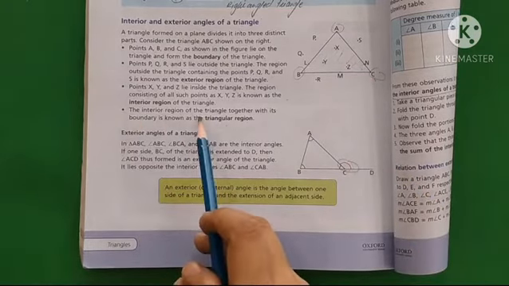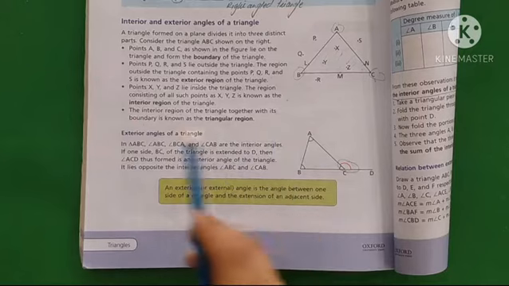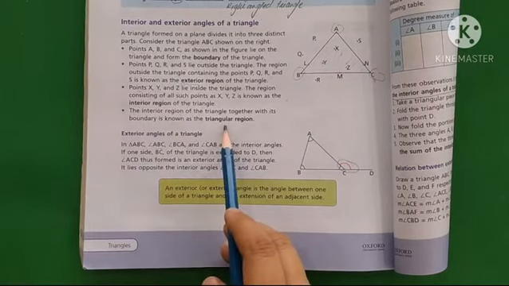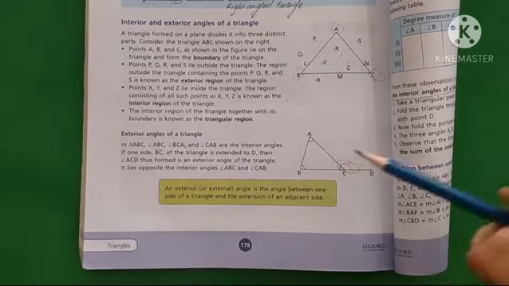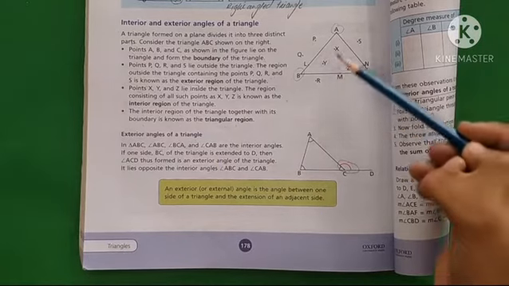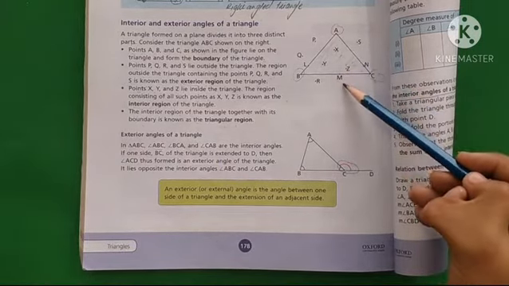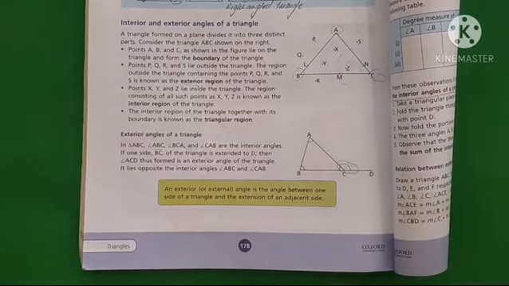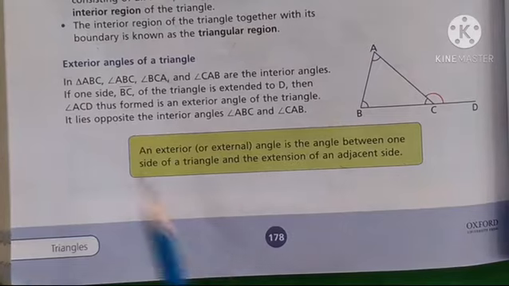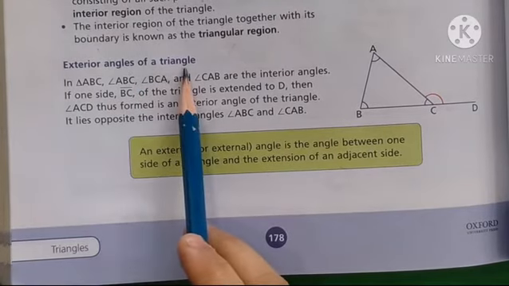The interior region of the triangle together with its boundary is known as the triangular region. Dear students, when we combine this interior region and the boundary of the triangle, we will say that this is the triangular region. Clear students? Now, next point is exterior angles of a triangle.